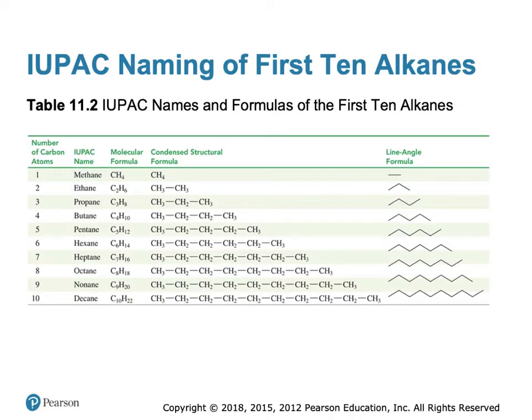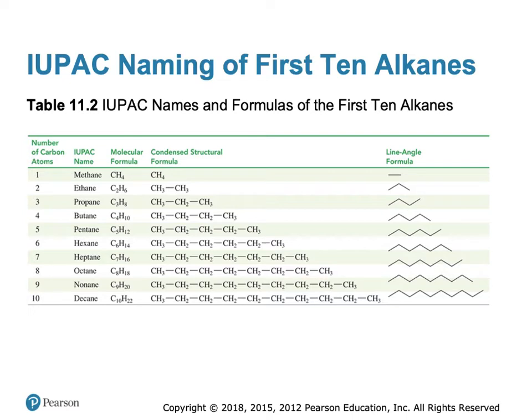So here are the names for the first 10 alkanes. Methane has 1 carbon. Ethane has 2 carbons. Propane has 3 carbons. Butane has 4 carbons. Once we reach 5 carbons, that's where we will use the Greek prefixes. Pentane for 5, hexane for 6, heptane for 7, octane for 8, and nonane for 9, and finally decane for 10.